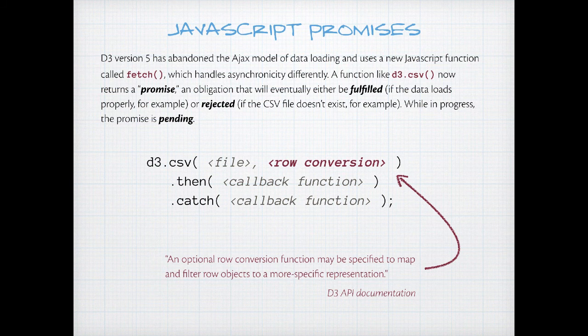Because we know that the columns of year and age need to be converted from strings into numbers, this is where we will do that. If you go online and look at the API documentation for D3, it says here, an optional row conversion function may be specified to map and filter row objects to a more specific representation. Well, that may be a little bit of verbiage, but for us it means convert those strings back into numbers, please. So that's what we're going to use that for.